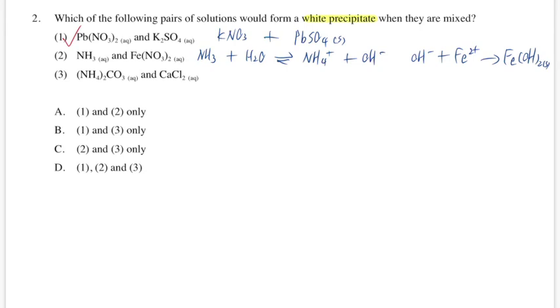How about the third one? We have ammonium carbonate with calcium chloride. Let's write out the possible products. It will be calcium carbonate with ammonium chloride. Remember, all ammonium salts are soluble, so this one is soluble. How about calcium carbonate? For carbonates, remember just group 1 and ammonium carbonate are soluble. The rest of them are insoluble. And it's white in color, so this one would give a white precipitate. So the correct answer should be 1 and 3 only, so we should choose B.